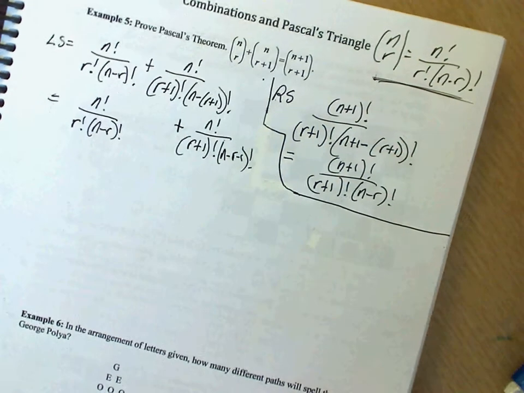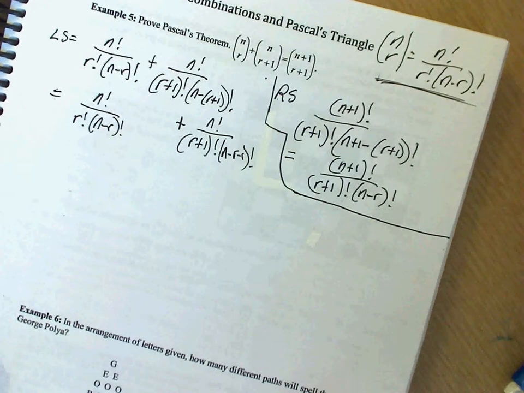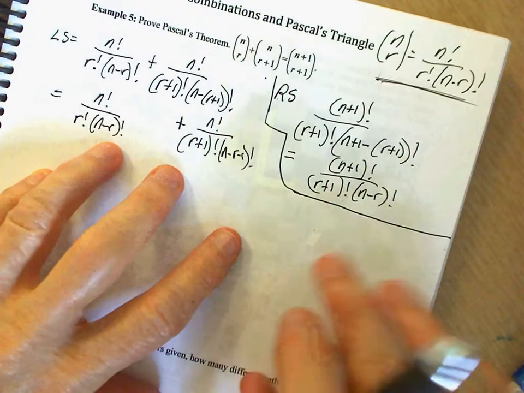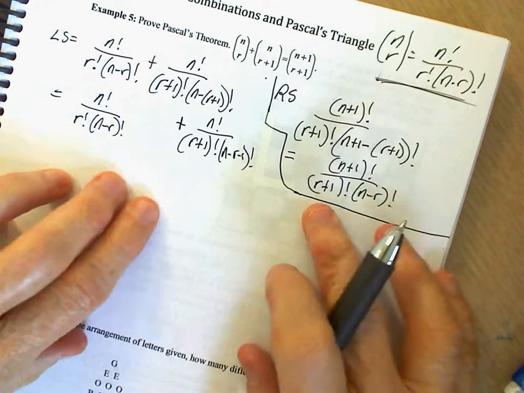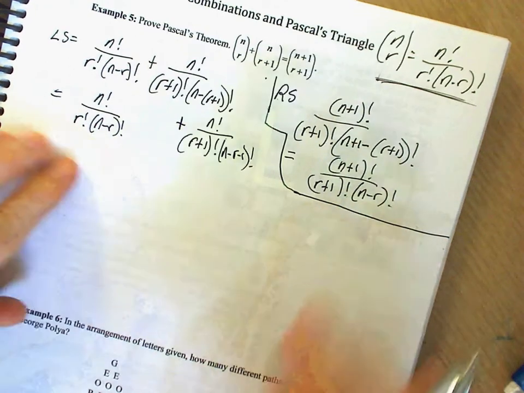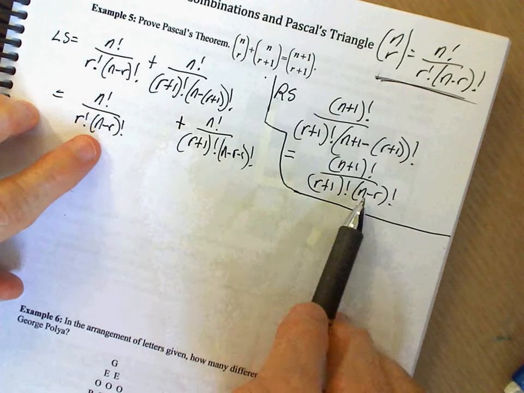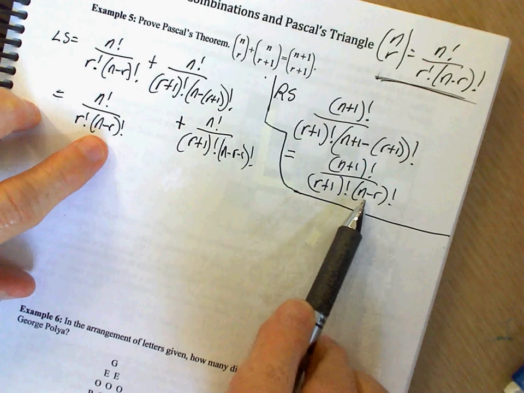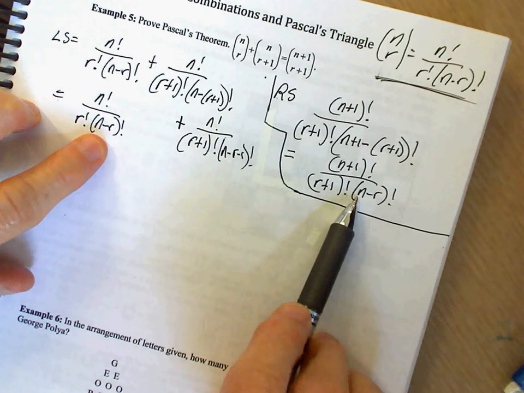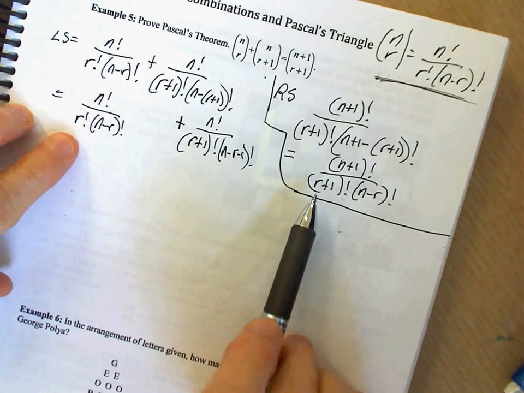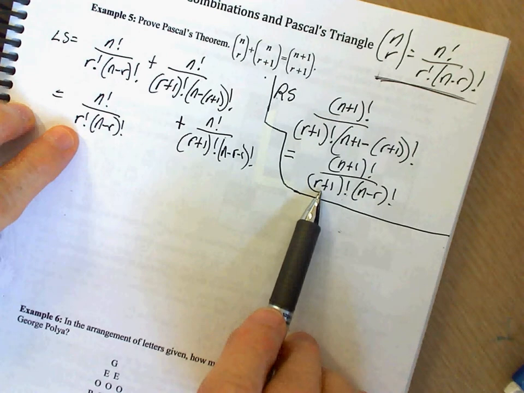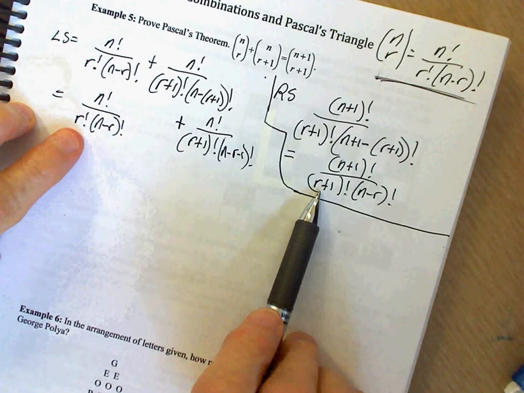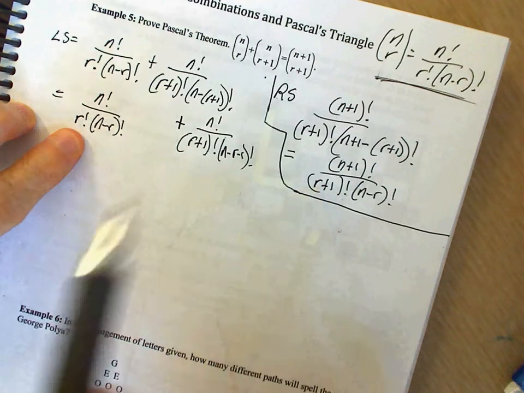Okay, we have to make this side look like this side. So we need this common denominator. Let's compare. If I look at this, we need these denominators. N minus r, got it. But this one's r and that's r plus 1. What can I do to bring this up to r plus 1 factorial? We multiply by r plus 1. Okay, sounds good to me.